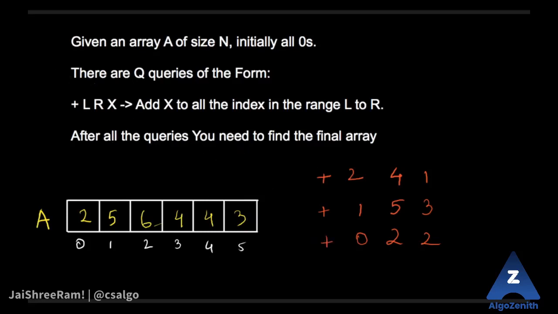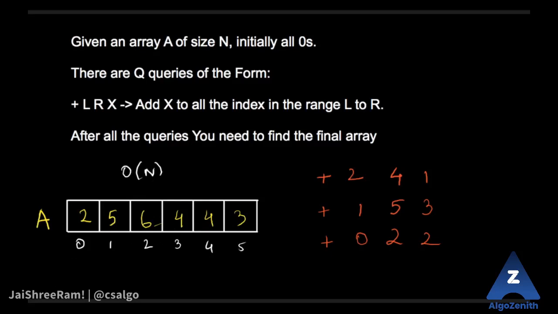One obvious way to do this would be for every query to loop over the range you are given and just add X. You can loop from L to R and keep on adding X. For every query, in the worst case, this will take order n, because the range can take the whole of the array.